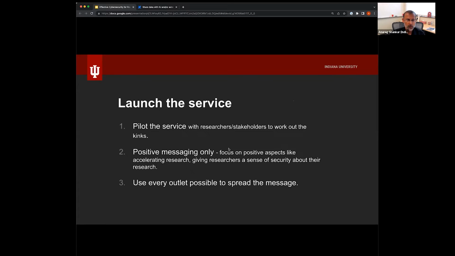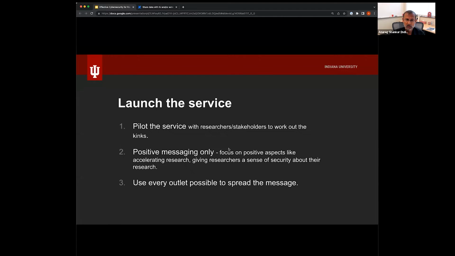Then once this is all in place, you have to launch the service, and it's useful to pilot the service. We did that with a certain hardy group of researchers and all the stakeholders that we have involved, and there's quite a few of them. And that was very useful because that worked the kinks out of the service initially. And then when we did the launch, it was a massive launch.